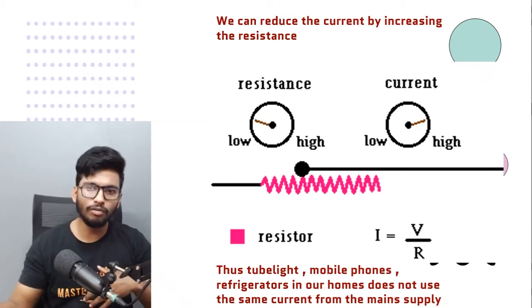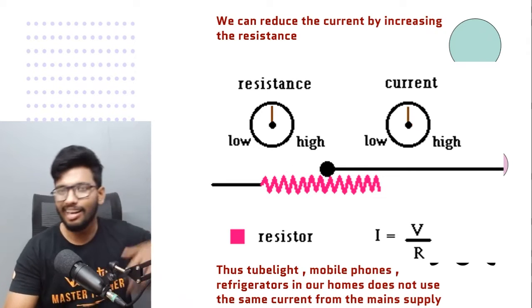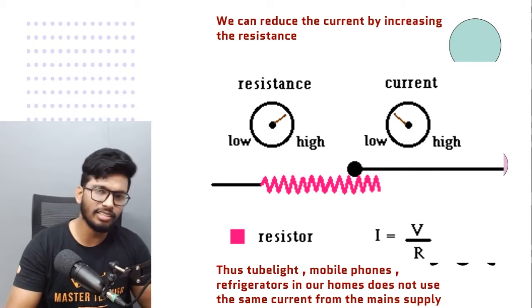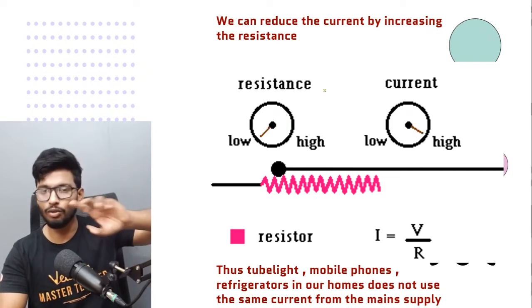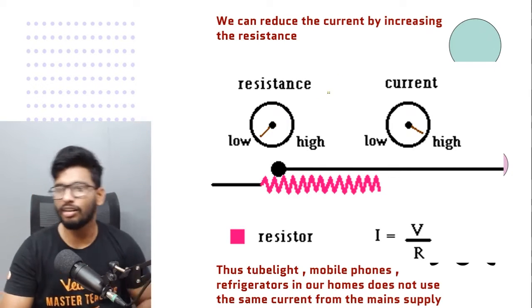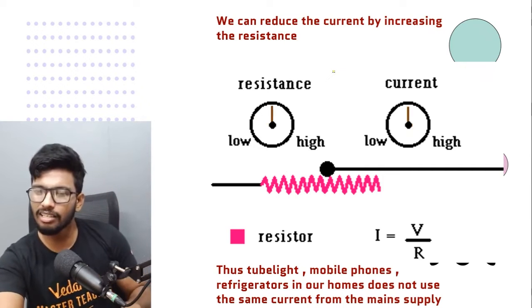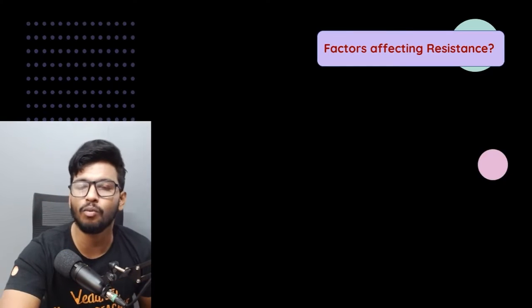So more the number of collisions, higher the resistance. Lesser the number of collisions, lesser the resistance. And more the resistance, lesser would be the current. It's inversely proportional. So if I keep on increasing the resistance, the current value would decrease. If I keep on decreasing the resistance, then the current value would increase.